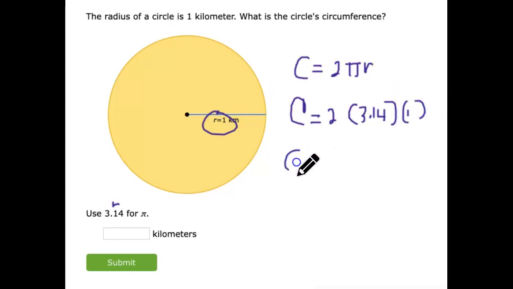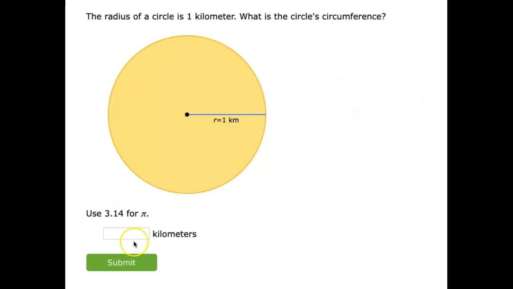Right, so now our circumference is 2 times 3.14. That's going to give us 6.28, because 6.28 times 1 is 6.28. Let's check if our answer is correct. So let's check if 6.28 is correct.